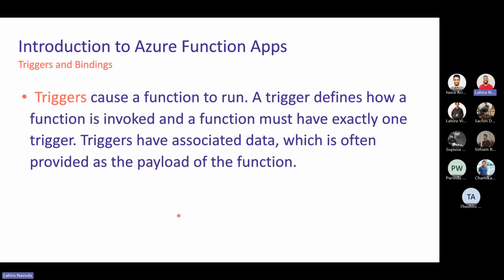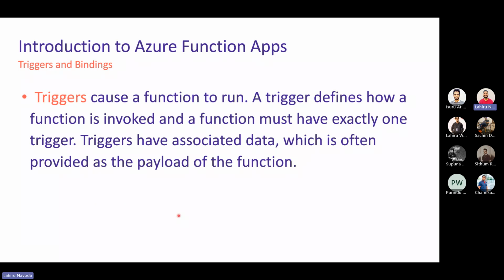It can be an HTTP trigger, a timer trigger, or a queue trigger. But for a function, there is only one trigger, and triggers have associated data, which is often provided as the payload of the function. For example, let's say a queue trigger. With this queue trigger, we can associate the queued message as data, and we can provide this data to the function as the payload of this trigger. I hope it's clear to you guys.